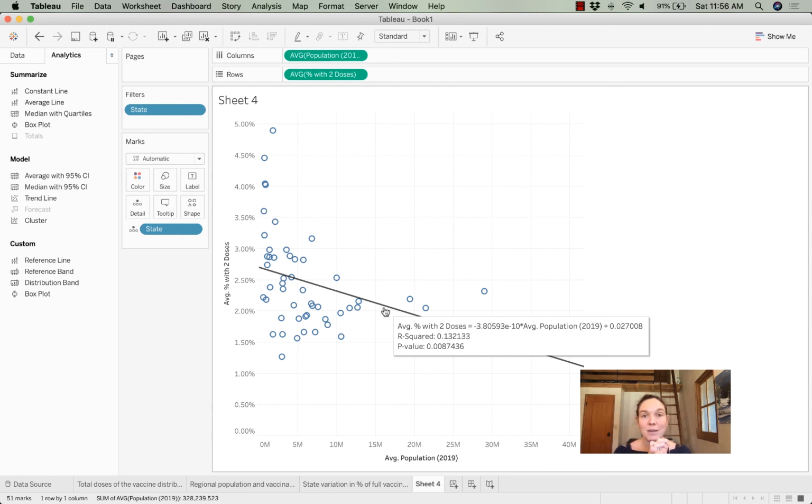So it may be that large states are finding it harder to distribute the vaccine. However, 87% of the variation in that proportion of the population that's fully vaccinated is explained by other factors, not how many people are in your state. So it might be a little bit harder for larger states, but 87% of the levers they can pull to get that vaccination rate up are independent of the state size.